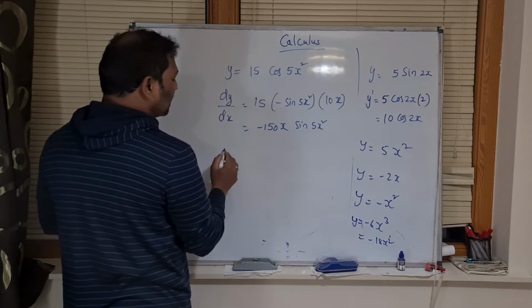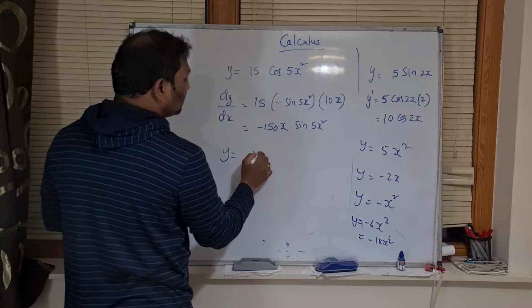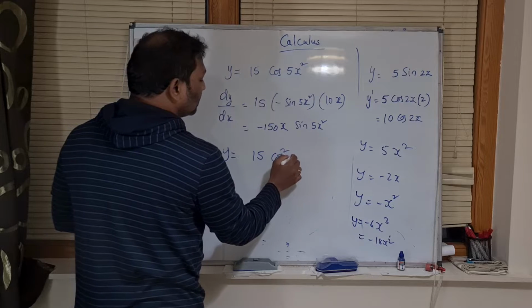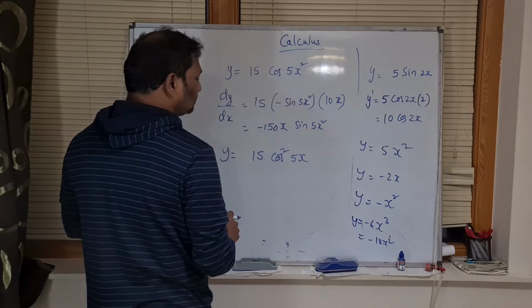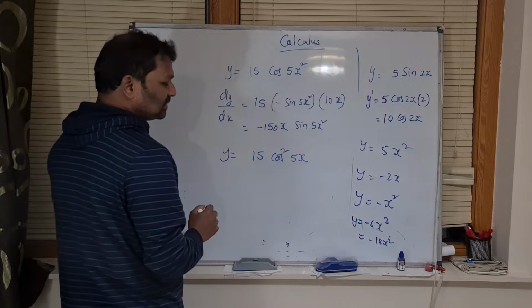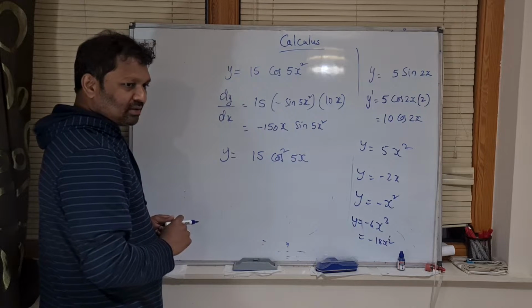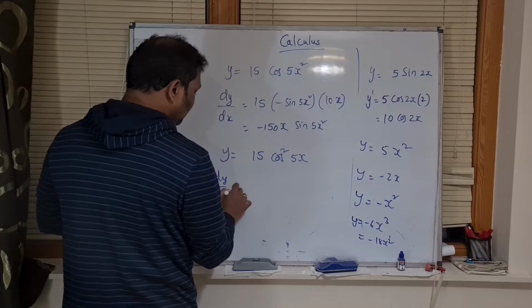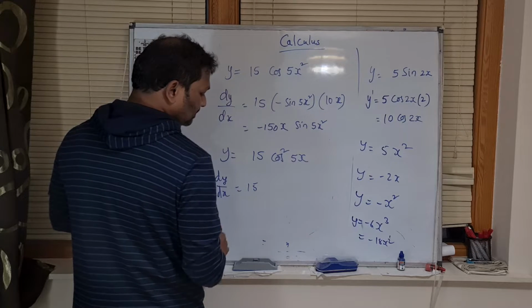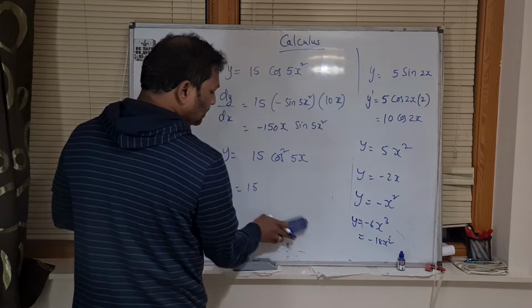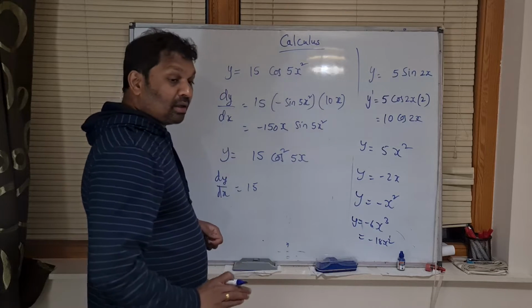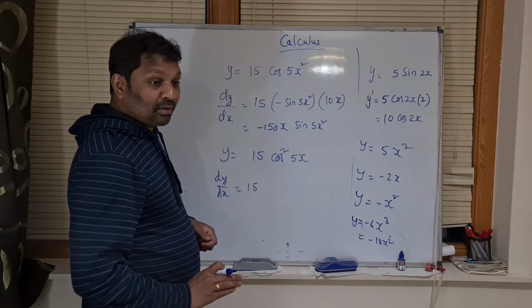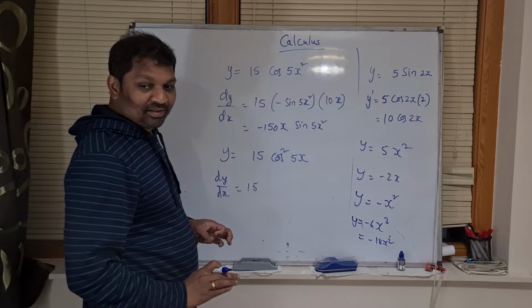Same thing, I'm just tweaking it a little bit. 15 cos square 5x. So what is the differentiation of it? dy by dx, 15 times. You kept 15 aside. Minus sine, sine squared 5x. Sorry, it's only square.